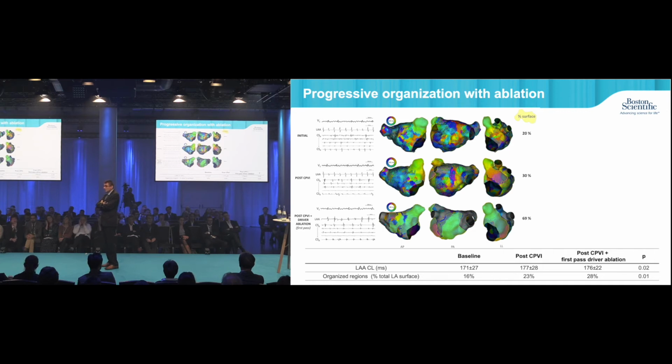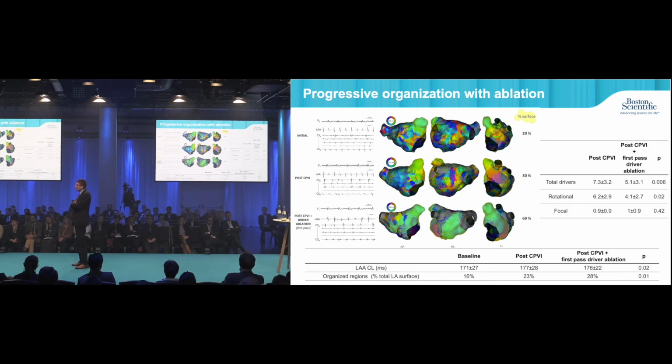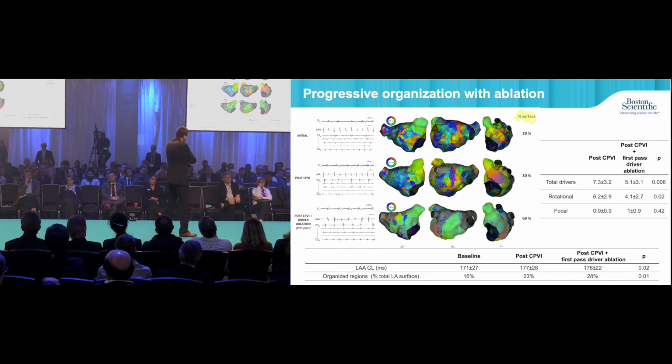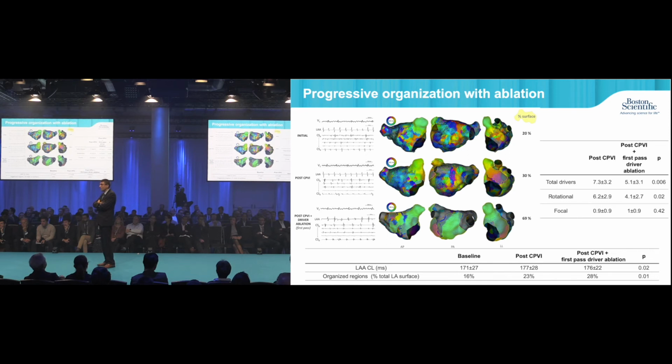Statistics work in the same sense. You see that organized regions increase from 16% of the surface to 23% by the CPVI only, and to 28% of the surface after the first pass driver ablation. We are organizing the AF also, as shown by the further diminishing of the number of drivers with remapping. After the CPVI, we localize on average 7 drivers, most of them rotational, just 1 focal. And after the driver ablation, that number comes down to 5. Some of them are the same. We have to ablate a little bit more in those same areas, but still with the predominance of the rotational activation sites.